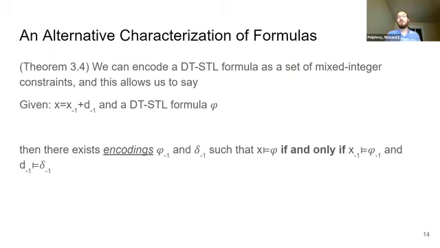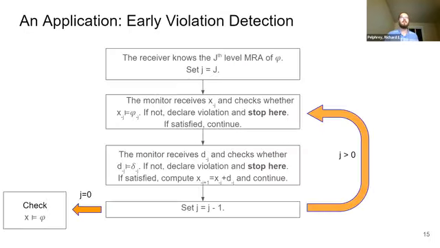We do have an alternative characterization that results in an if and only if statement. And that is a set of mixed integer constraints, but we won't go into it here due to time limitations. However, this early violation detection is one potential application of this. So in early violation detection, the receiver would know the full multi-resolution analysis of phi, and we would start by receiving the lowest level approximation.